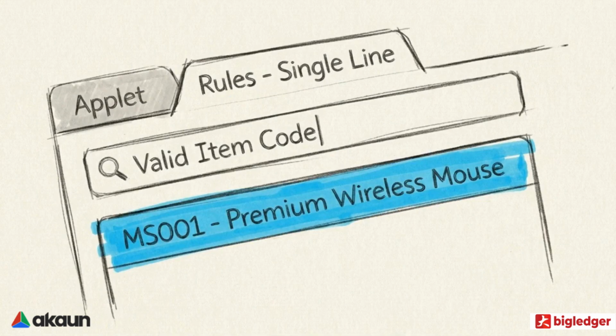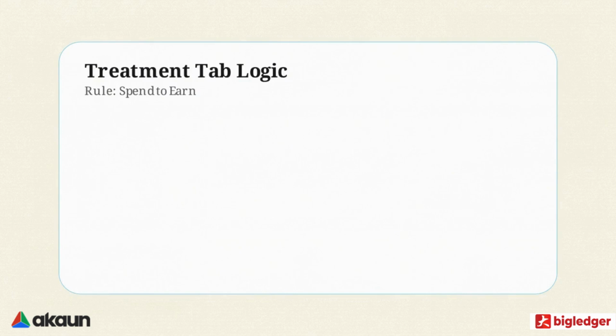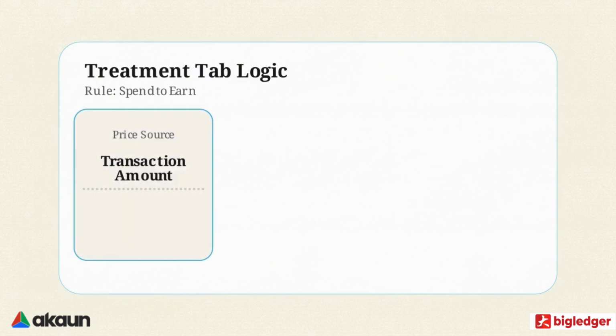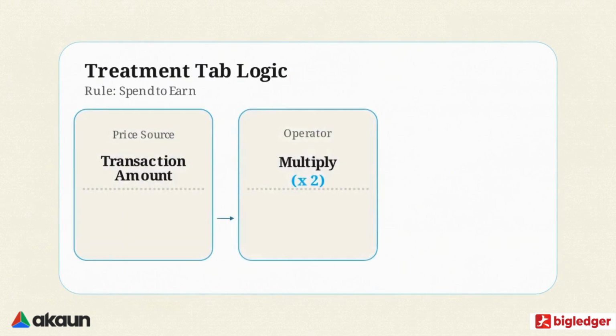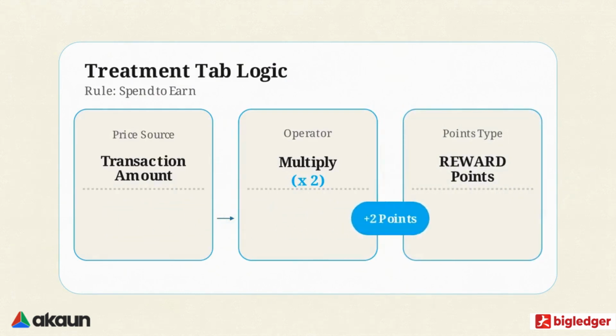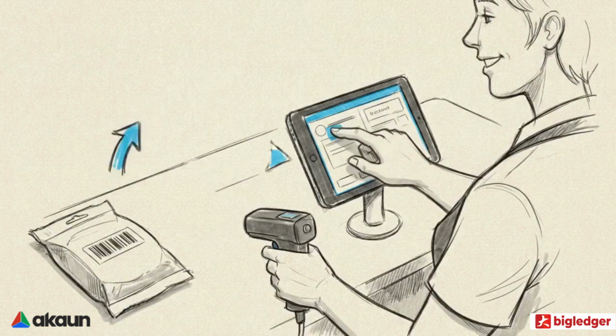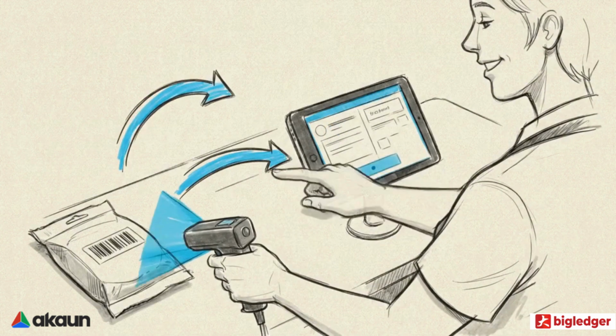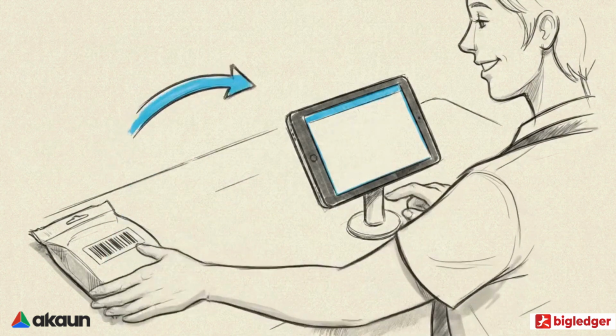Then use the Single Line Rules tab to refine the campaign by selecting the specific item codes or product categories that qualify. Finally, configure the math in the Treatment tab. By setting the price source to transaction amount and applying a multiplier, you define exactly how much money spent converts into loyalty points.